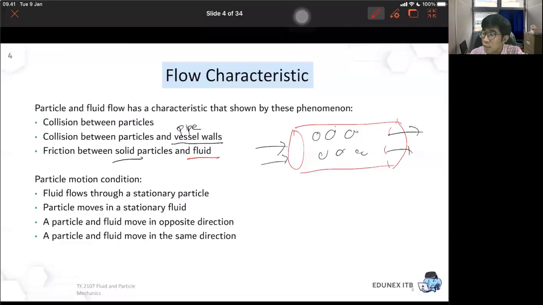And then what will happen? If you have collision between particles, and then collision and friction between particles and the vessel, and then the friction between fluid and solid particles. So the flow, basically, this is the cause why the flow of fluid becomes discontinuous. Now, what is the exact term in English to describe if the flow is not continuous or not smooth?